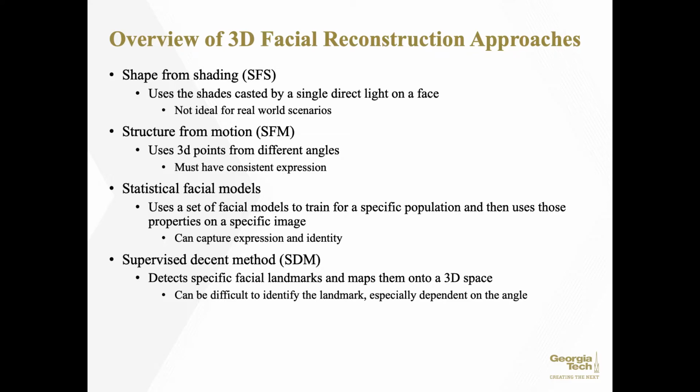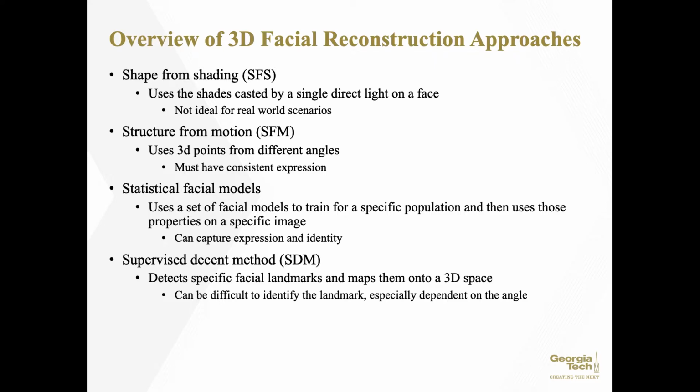The third one is statistical facial models. This requires only a few photos. It uses a set of facial models of the population, which we'll be calling a morphable model, in order to determine the general shape and appearance within that population. It's particularly great because it can capture the expression and identity of the individual as well, but we'll discuss those later. The morphable model can be trained with a controlled set of images or controlled online photos.